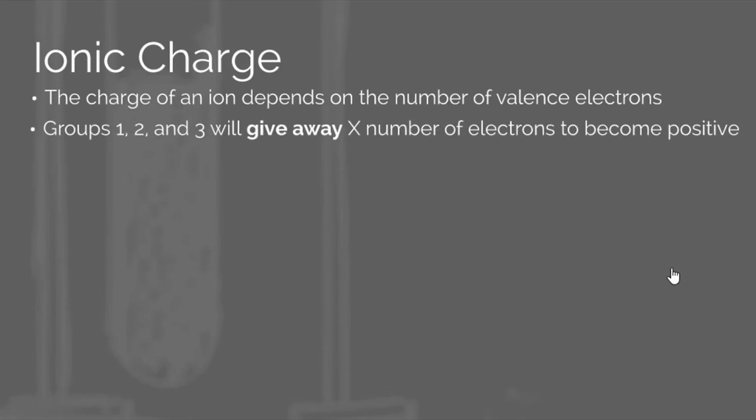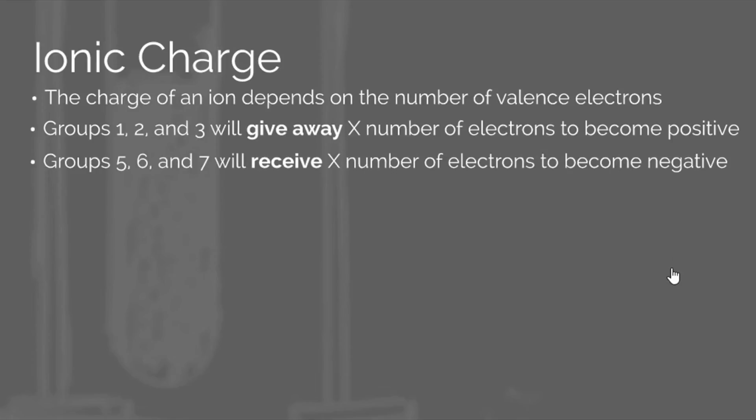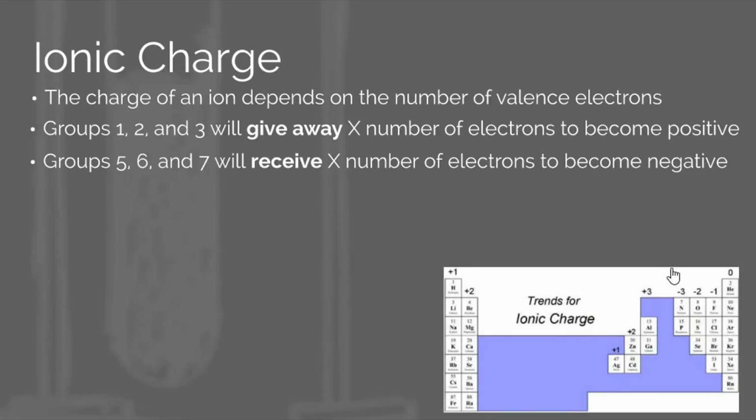Remember that groups 1, 2, and 3 on the periodic table will tend to give away a certain number of electrons, and they become positive because they're giving away their negative electrons. Now, for groups 5, 6, and 7, because they have very strong electronegativities, they will tend to gain those electrons, and because they're getting more negative particles, they are becoming negative. They become our anions. So let's go ahead and look at this table. We have a trend for the ionic charge, and I'll explain what all this means.